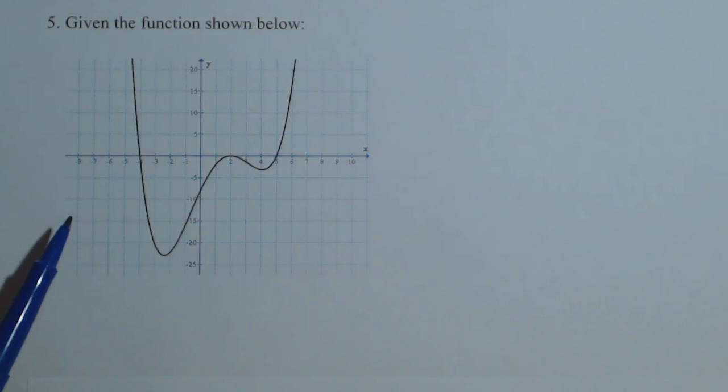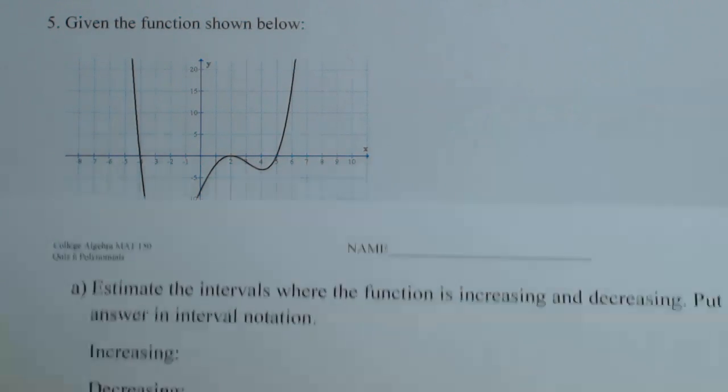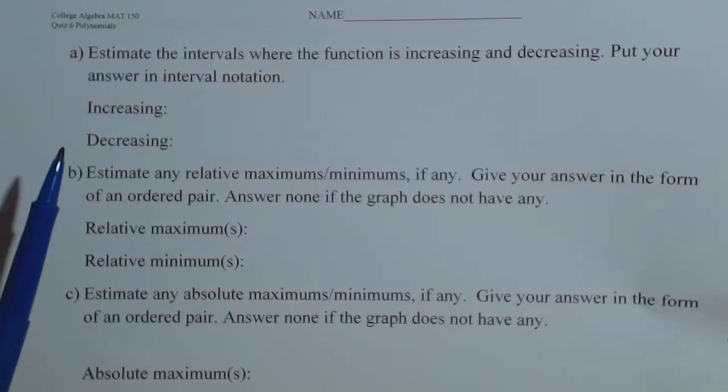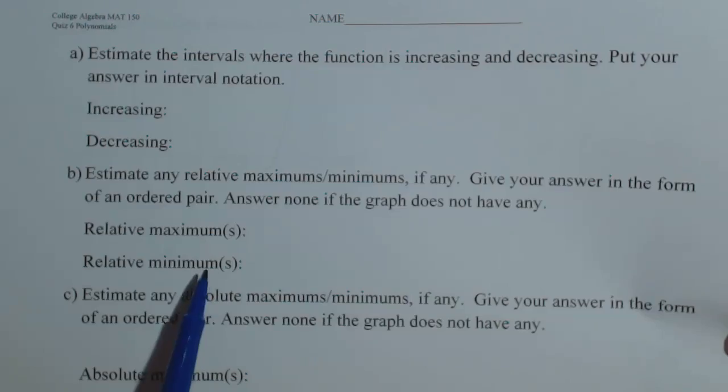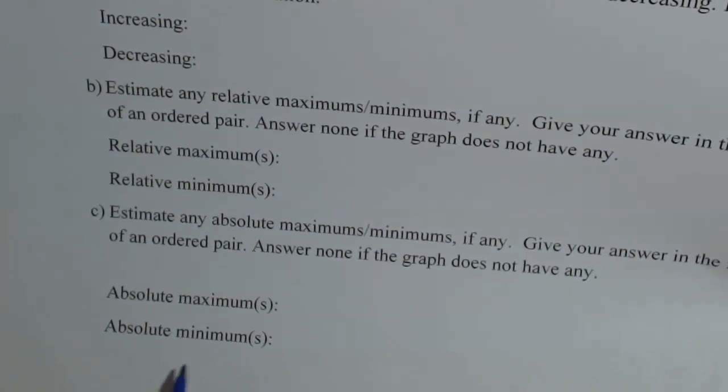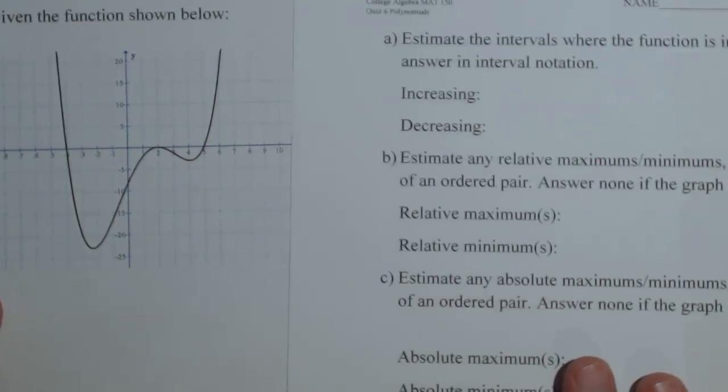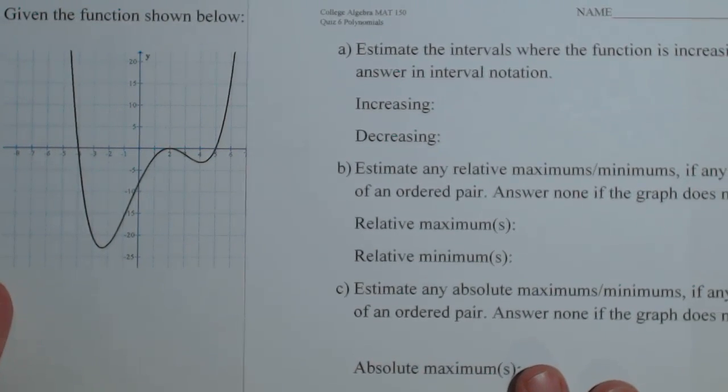So we're given the graph of a polynomial here, and what we're going to do is find some pieces on it. We're going to, in interval notation, find where it's increasing, decreasing, identify any relative maxes or mins, and any absolute maxes or mins. So I'll have this off to the side so we can see both simultaneously.